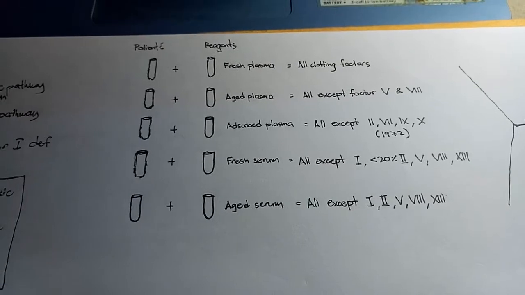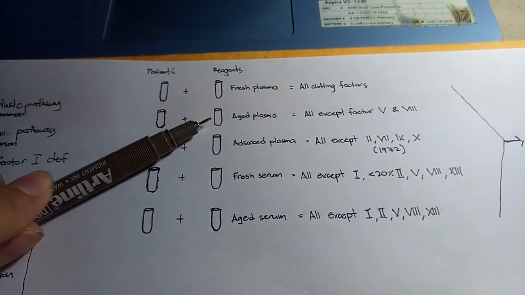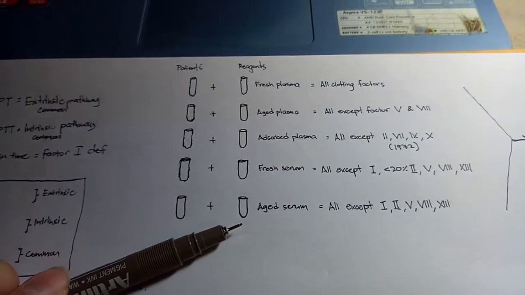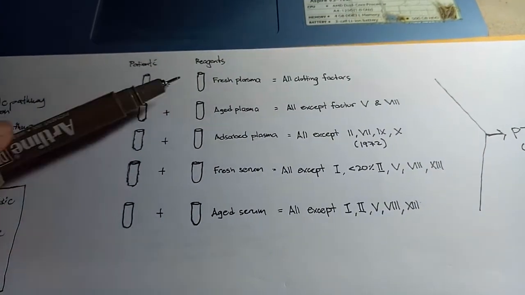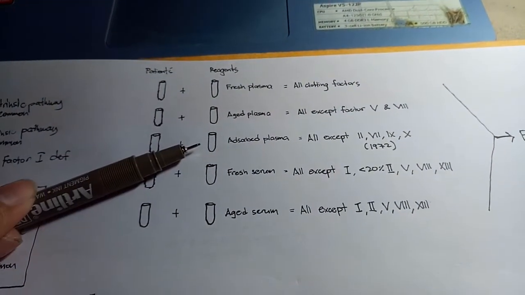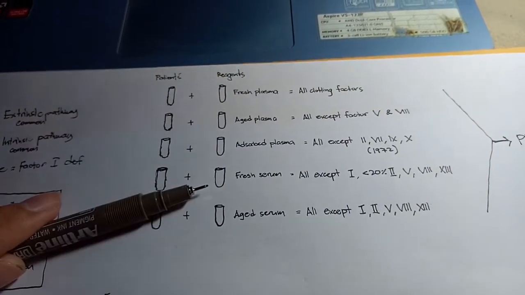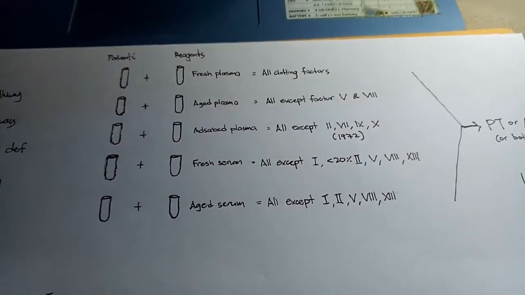The reagents used for mixing studies are fresh plasma, aged plasma, adsorbed plasma, fresh serum, and aged serum. The most commonly used reagents for mixing studies are fresh plasma, adsorbed plasma, and aged serum. Sometimes aged plasma and fresh serum are also used, but not all the time.